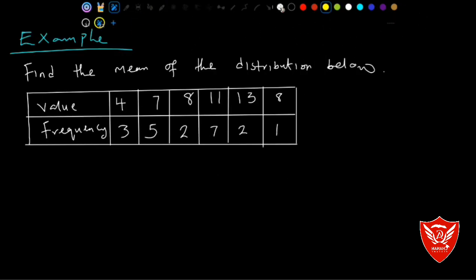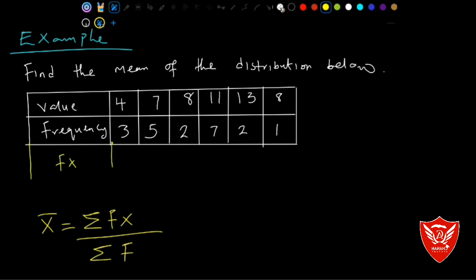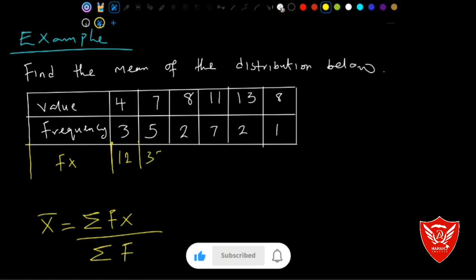Let's take another example. Suppose we are given a question like this to find the mean. So what we need to do is to quickly write the formula. X bar is equal to the summation of the product of the frequency and the value all over the summation of the frequency. So let's quickly create another column. Let's call this side fx, which is the product of the frequency and the value, and this is going to be 4 multiplied by 3 is 12, 5 multiplied by 7 is 35, 2 multiplied by 8 is 16, 7 multiplied by 11 is 77, 13 multiplied by 2 is 26, 8 multiplied by 1, 8.